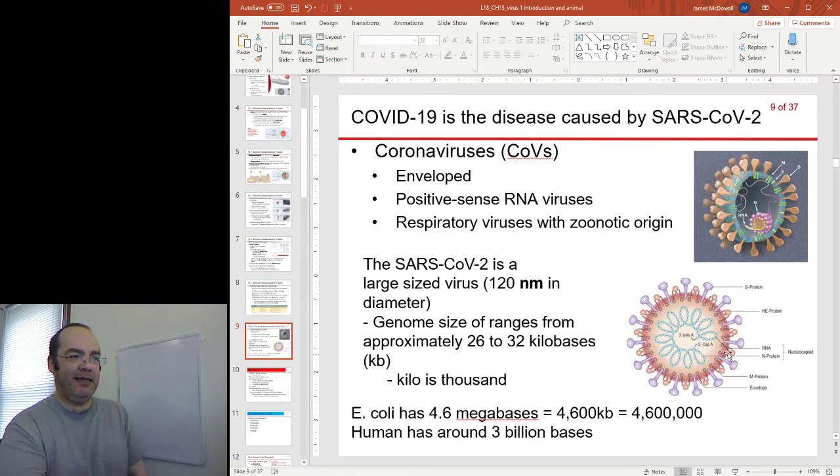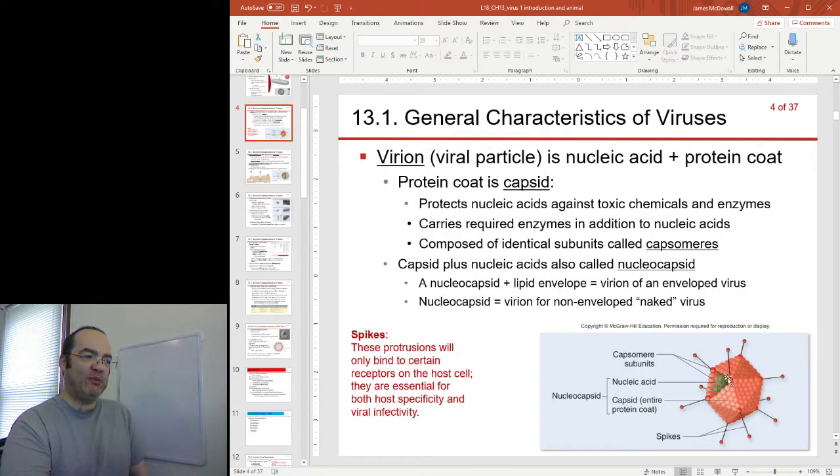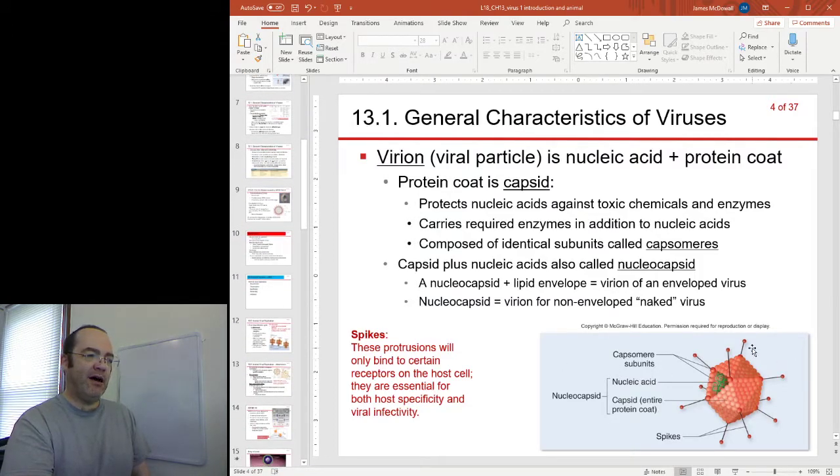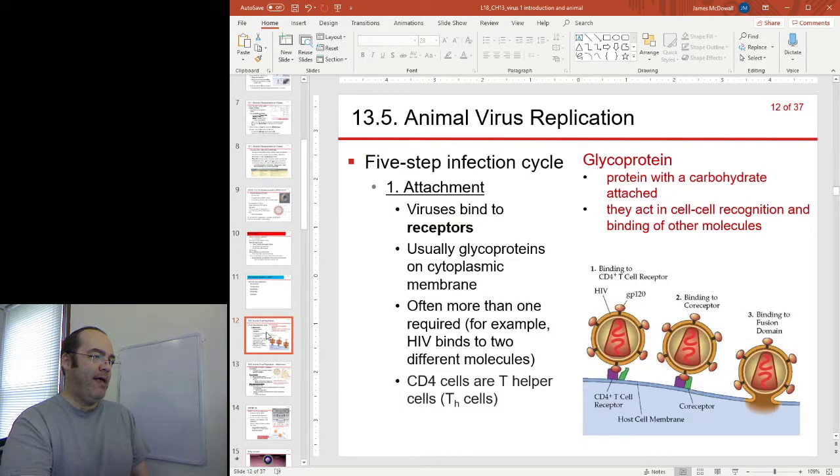Spikes, in this case, embedded in the envelope of an enveloped virus, or spikes, in this case, attached directly to the capsid of a non-enveloped virus. And these spikes are proteins. And proteins are essential because of the ability of proteins to make shapes.